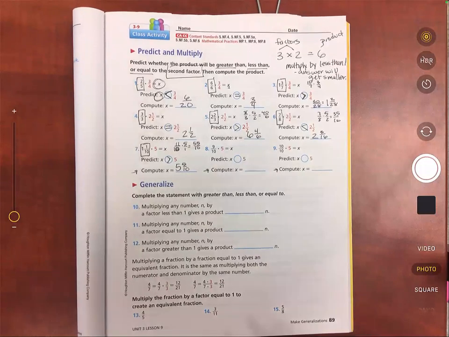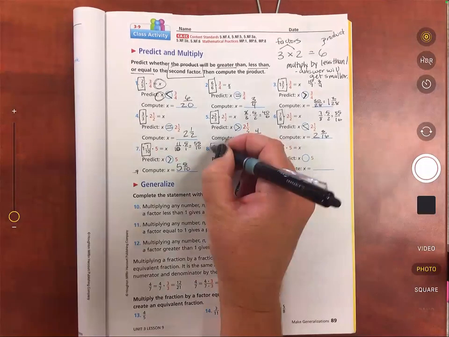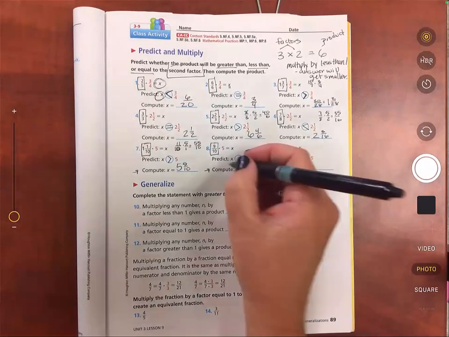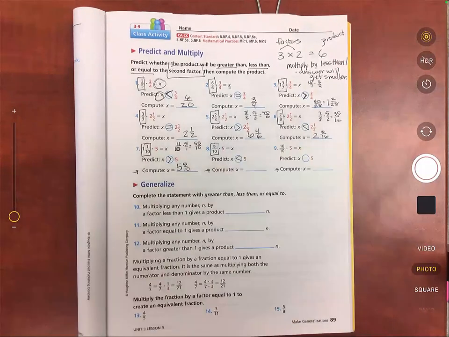Let's look at the next one. 9/10 greater than, less than, or equal to 1. Less than. So I'm going to predict that my answer is going to be less than 5.